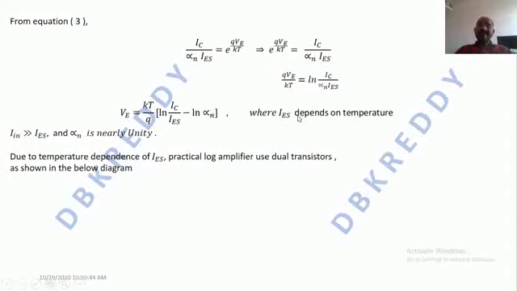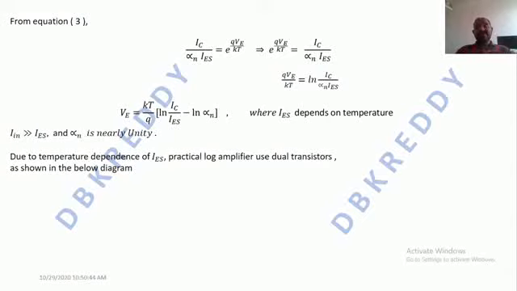But we know that IES is nothing but the reverse saturation current, and this reverse saturation current is the current due to the minority charge carriers. But we know that the minority charge carriers increase when there is a variation in the temperature. If there is a variation in the temperature, obviously the number of minority charge carriers increases. So when the minority charge carriers increase, obviously the current due to the minority charge carriers is also going to increase.